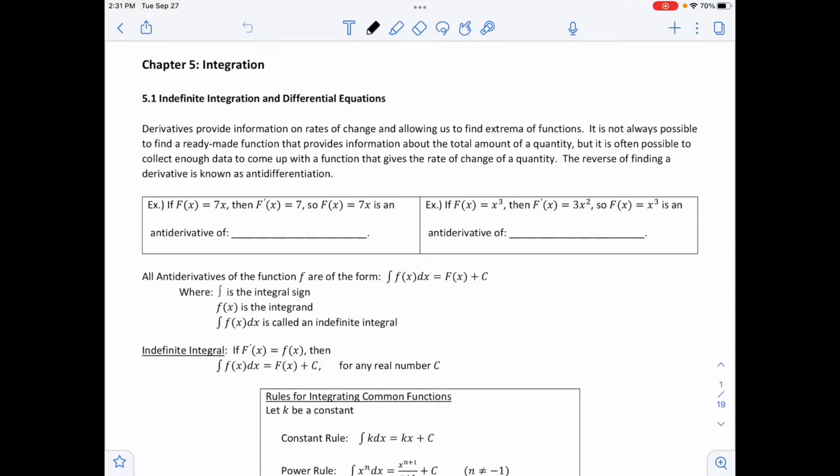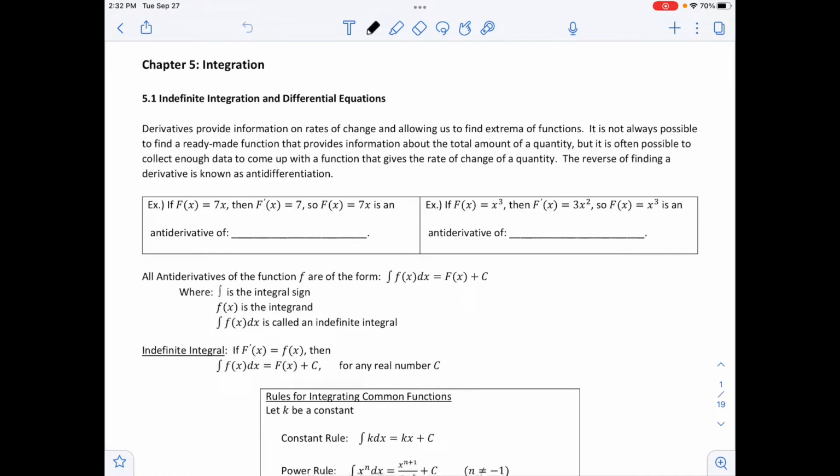In Chapter 5, Integration. Section 5.1 is Indefinite Integration and Differential Equations. Derivatives provide information on rates of change and allow us to find extrema of functions. It is not always possible to find a ready-made function that provides information about a total amount of a quantity, but it is often possible to collect enough data to come up with a function that gives us a rate of change of a quantity.